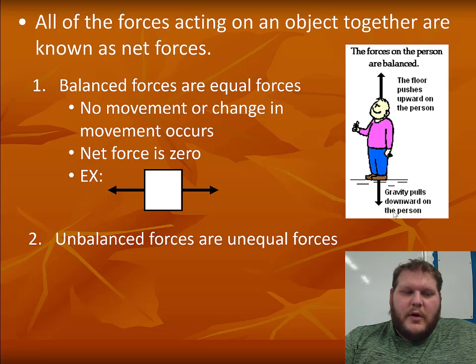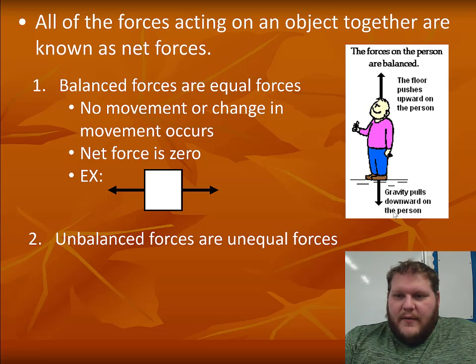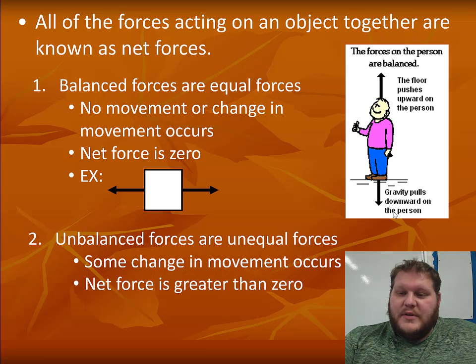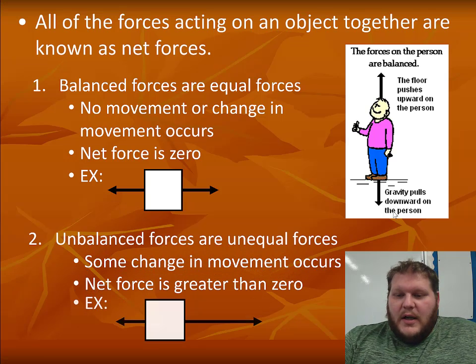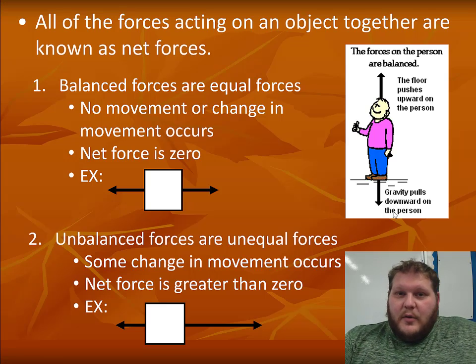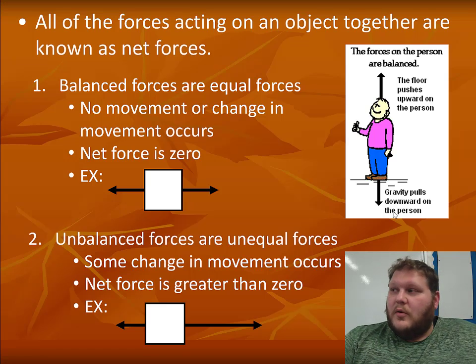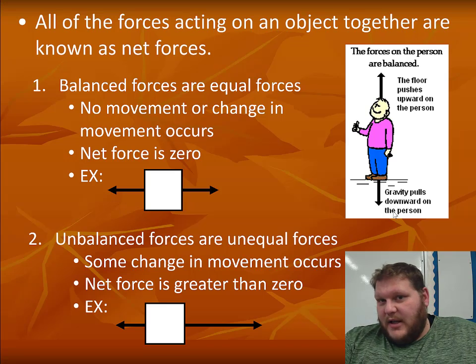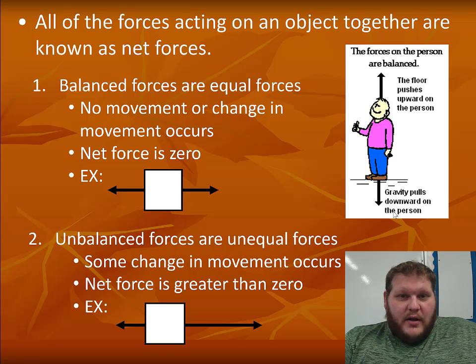Here, this is a preview of what free body diagrams look like. We have forces acting in opposite and equal directions. If we have an unbalanced force, that means we're going to have some change in movement. The net force is going to be bigger than zero. And here, this is what it looks like for it to be unbalanced. When I have an unbalanced force, that's going to cause an acceleration. No matter which direction or how it's causing it, some kind of acceleration is going to happen, whether that's speeding up, slowing down, stopping, starting, or changing directions.